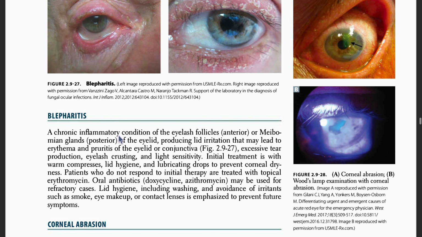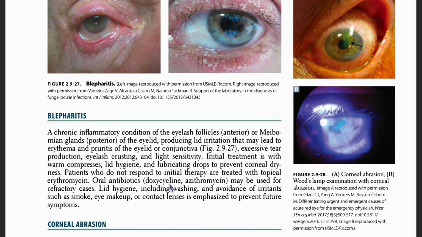Okay, chronic inflammatory blepharitis. So a chronic inflammatory condition of the eyelash follicles, anterior, or Meibomian glands, posterior, of the eyelids, producing lid irritation that may lead to erythema and pruritus of the eyelid or conjunctiva, excessive tear production, eyelash crusting, and light sensitivity. Initial treatment is with warm compresses, lid hygiene, and lubricating drops to prevent corneal dryness. Patients who do not respond to initial therapy are treated with topical erythromycin.